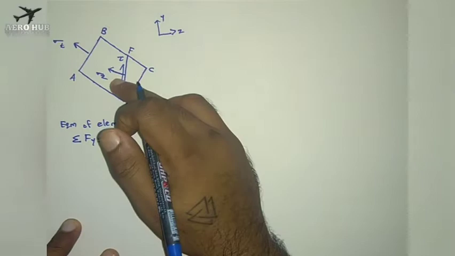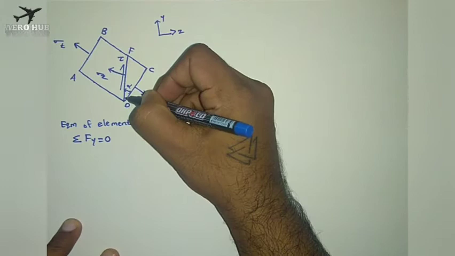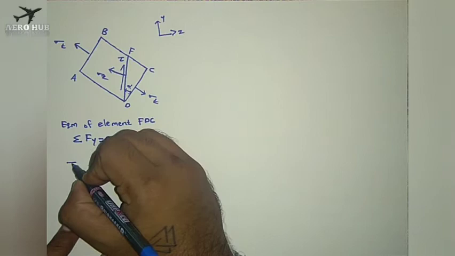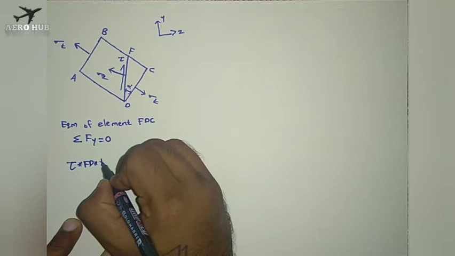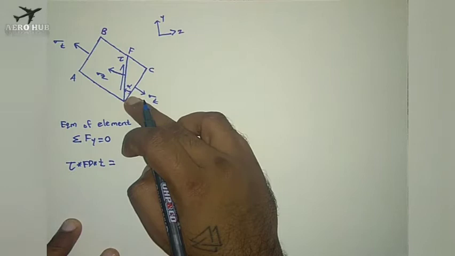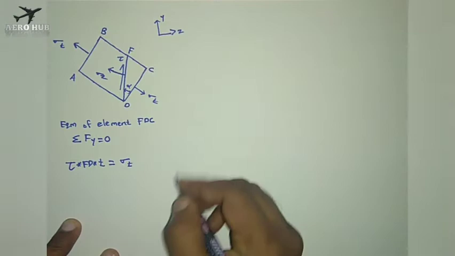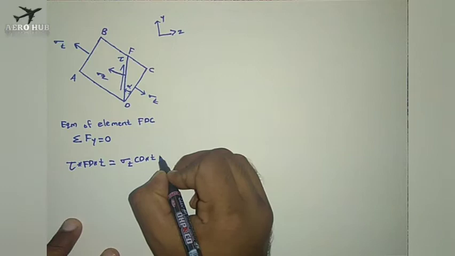Okay, so tau is the shear stress, the cross sectional area is FD, that is a length, into the thickness T. FD into the thickness T gives the cross sectional area, multiplied by the stress gives the force. So I can write tau into FD into thickness is equal to, here this sigma T is acting at an angle alpha, so I will use the vertical component. That will be sigma T into the cross sectional area, CD, and thickness T. So CD into T into sine alpha.